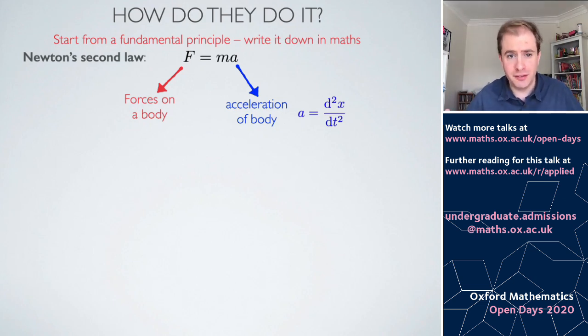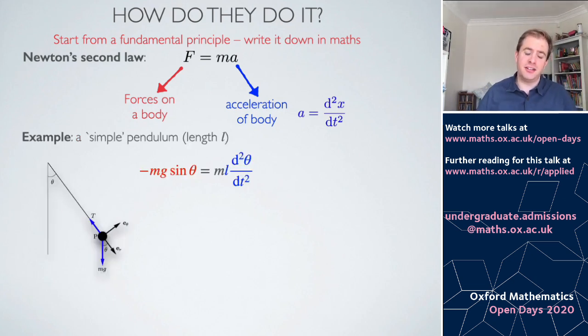Now, an example of the use of Newton's second law that you also may have seen at school is to understand how a simple pendulum oscillates. So what I'm thinking of here is a pendulum with some length L, with a mass m stuck on the end of it. And what we want to do is to apply Newton's second law, so we need to think about what the forces on that mass are.